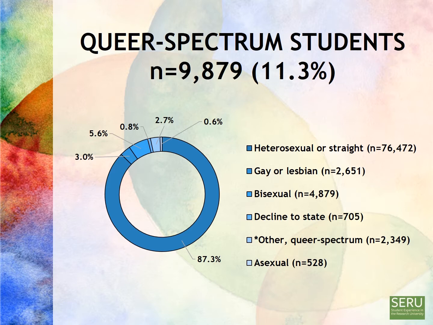In the other and open-ended categories, we're able to identify different groups like asexual that were not included in the analysis that follows, but they're there for completeness' sake here. Next slide, please, Mary.